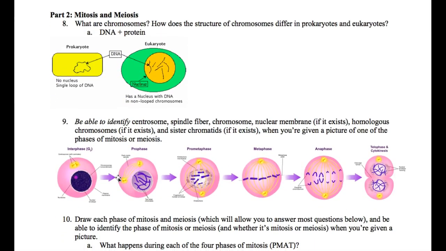The next one, what are chromosomes? They are DNA wrapped around proteins, and they code for something, or it might not. But for the most part, in our mind, the DNA or chromosomes code for something that has a function. How does the structure of a chromosome differ in prokaryotes and eukaryotes? For prokaryotes, we usually have a circular DNA, circular chromosome, and for eukaryotes, we have linear.